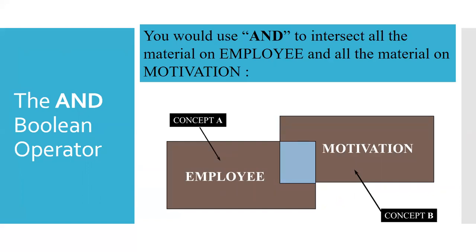When you use and, you're actually going to get fewer results than if you use or. If you search for employee and motivation, your results will only have articles that include both of those terms together.